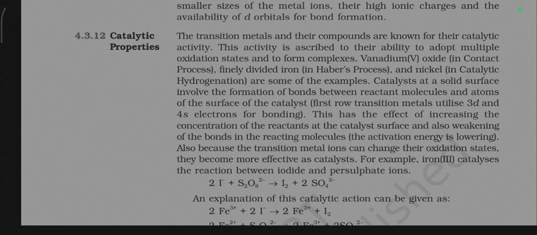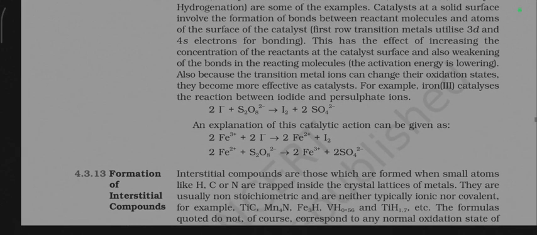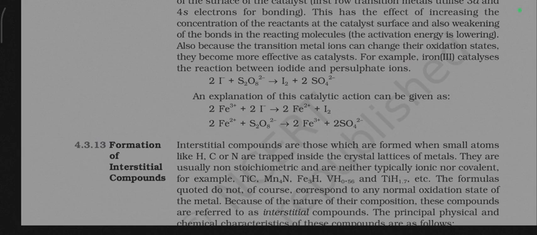Also, because the transition metal ions can change their oxidation states, they become more effective as catalysts. For example, iron(III) catalyzes the reaction between iodide and persulfate ions. 2I- plus S2O8 2- gives I2 plus 2SO4 2-. An explanation of this catalytic action can be given as 2Fe3+ plus 2I- gives 2Fe2+ plus I2. 2Fe2+ plus S2O8 2- gives 2Fe3+ plus 2SO4 2-.